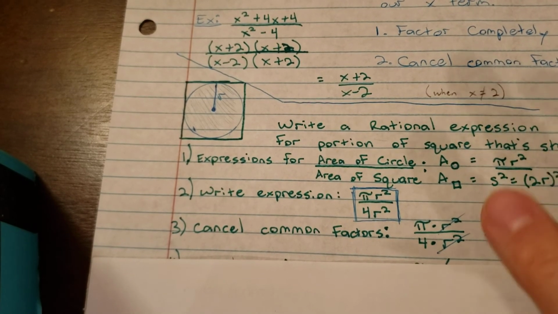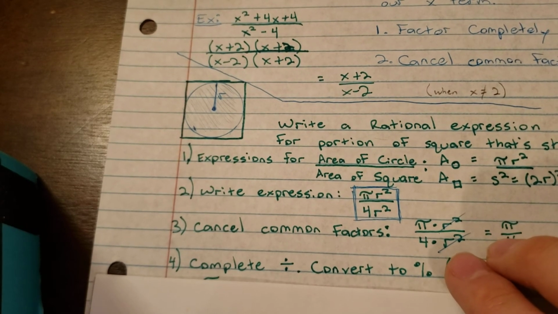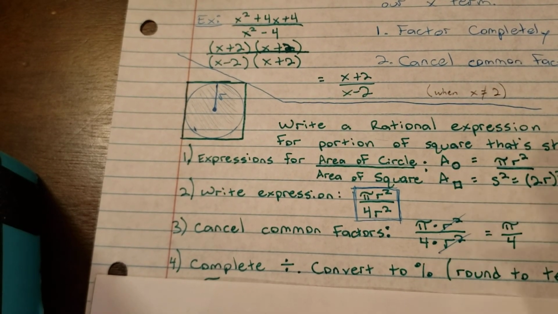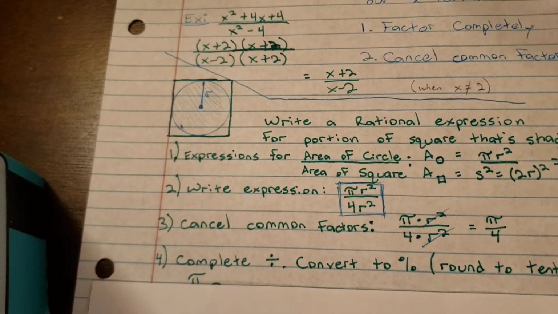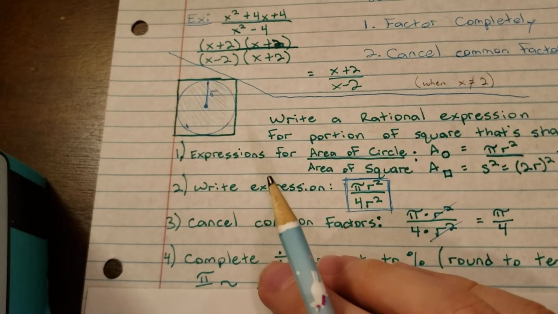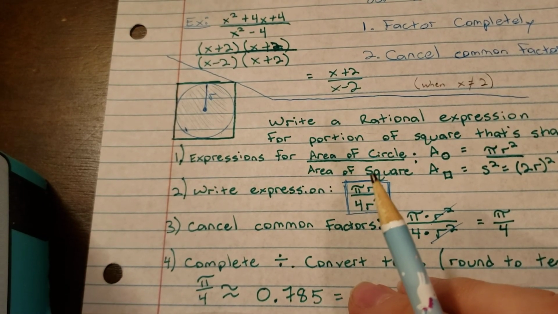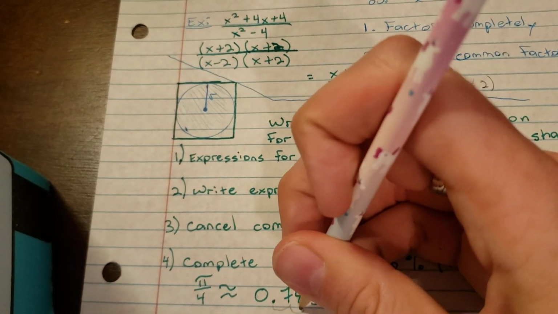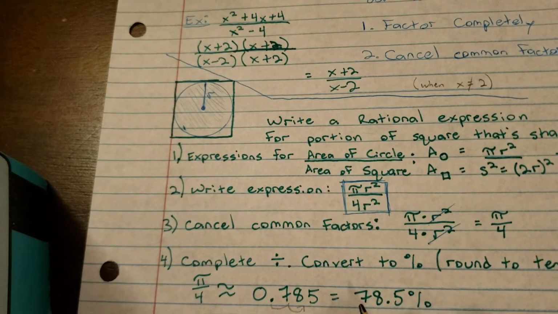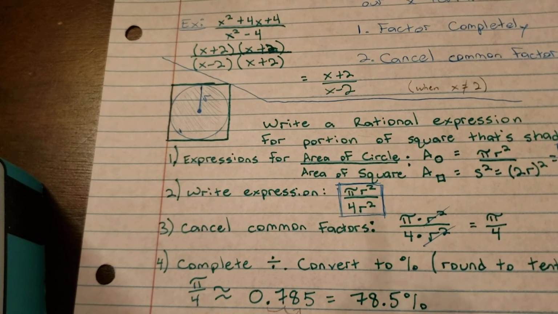Okay, we're almost there. Step 4 is to complete division and then convert to a percentage, rounded to the nearest tenth. So pi divided by 4 is about 0.785. And when you convert that to a percentage, remember, you move it over twice. It's about 78.5%.